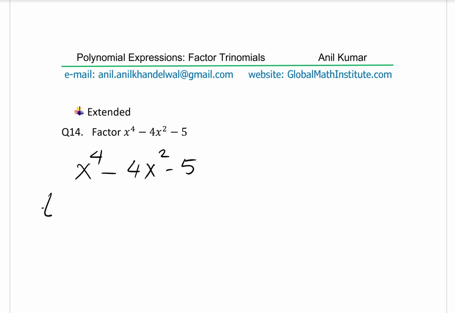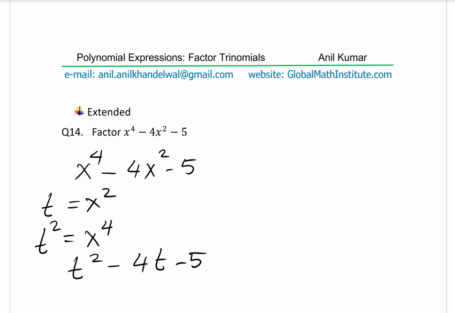Let's say we have t equals x squared. In that case, t squared will be x to the power of 4, and I can rewrite this expression as t squared minus 4t minus 5. Have a close look at it. We have reduced this particular expression to a familiar form, which is our quadratic form. And now we can apply the product and sum strategy.